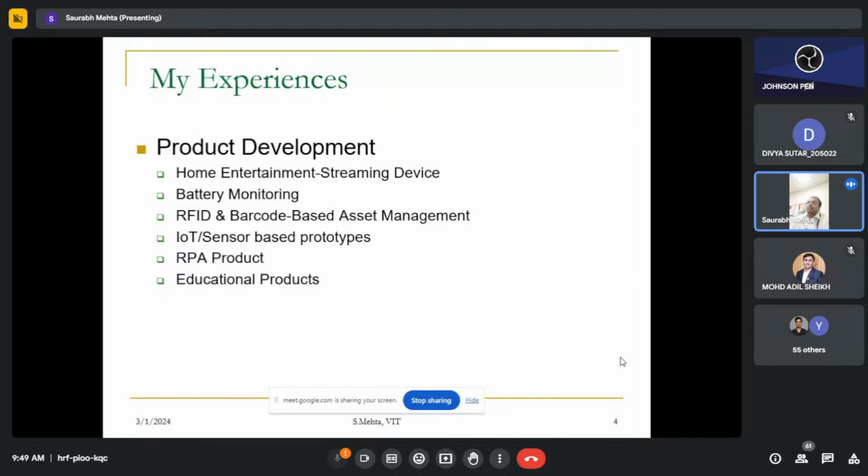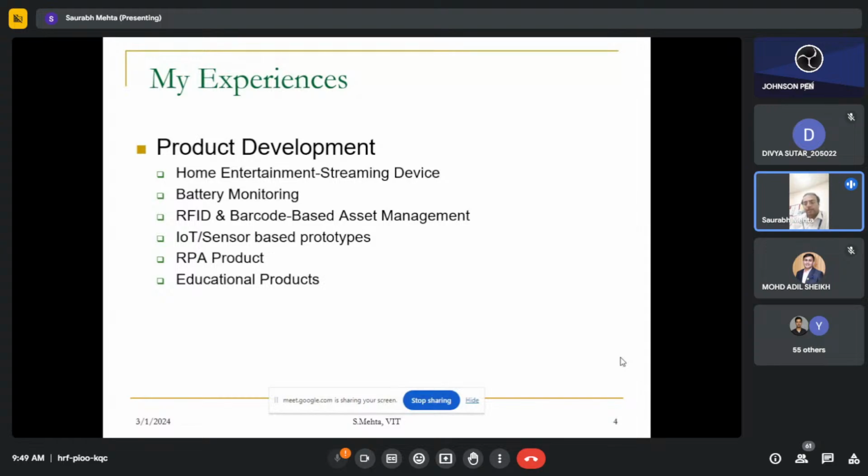Throughout my career I have developed mini products, and product development is not that easy. It takes years and a number of versions. I have been involved in, or have led teams developing, certain products. One such product is a home entertainment streaming device. Right now, all of you might be aware of a Fire Stick, right? So what is a Fire Stick? It's a tiny USB kind of device.